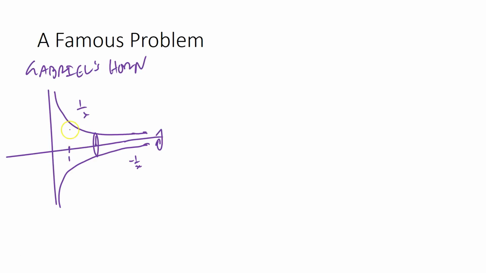Usually you start it at 1. If you started at 1, then this beginning part isn't going to matter. The reason it's called Gabriel's horn is that it goes on forever over here, but it would create something like a trumpet bell looking thing, like the bell of an instrument. So the question, of course, is what is the volume?